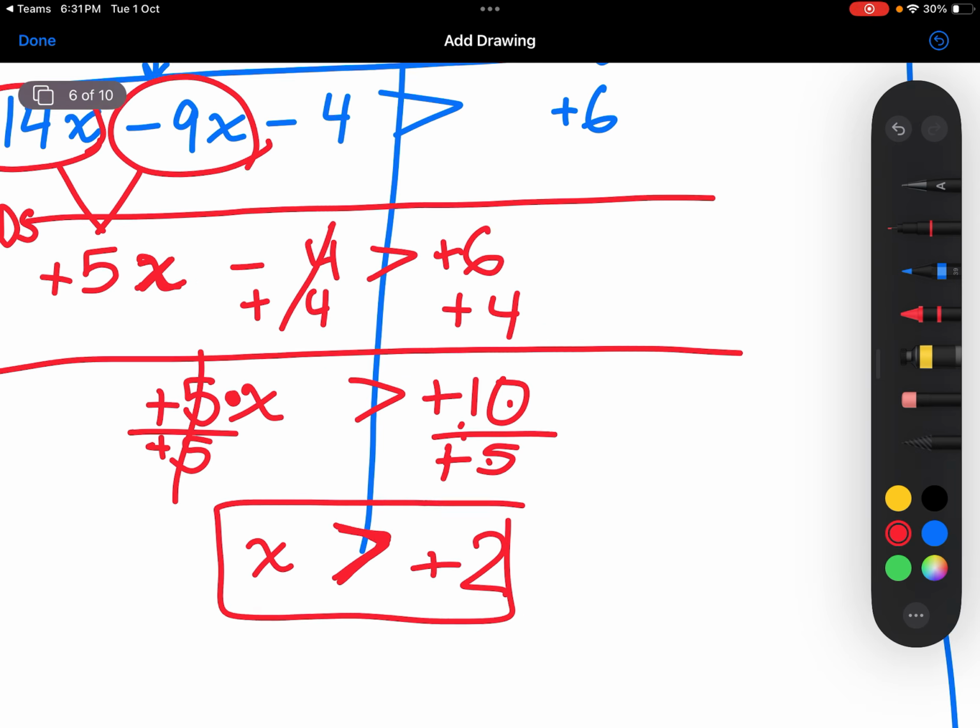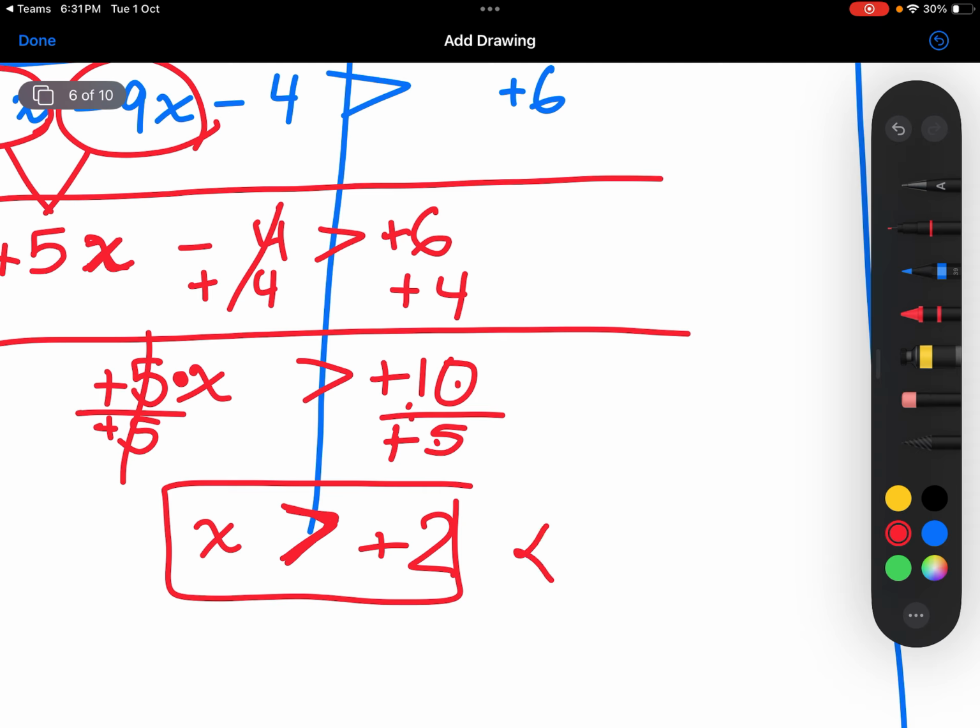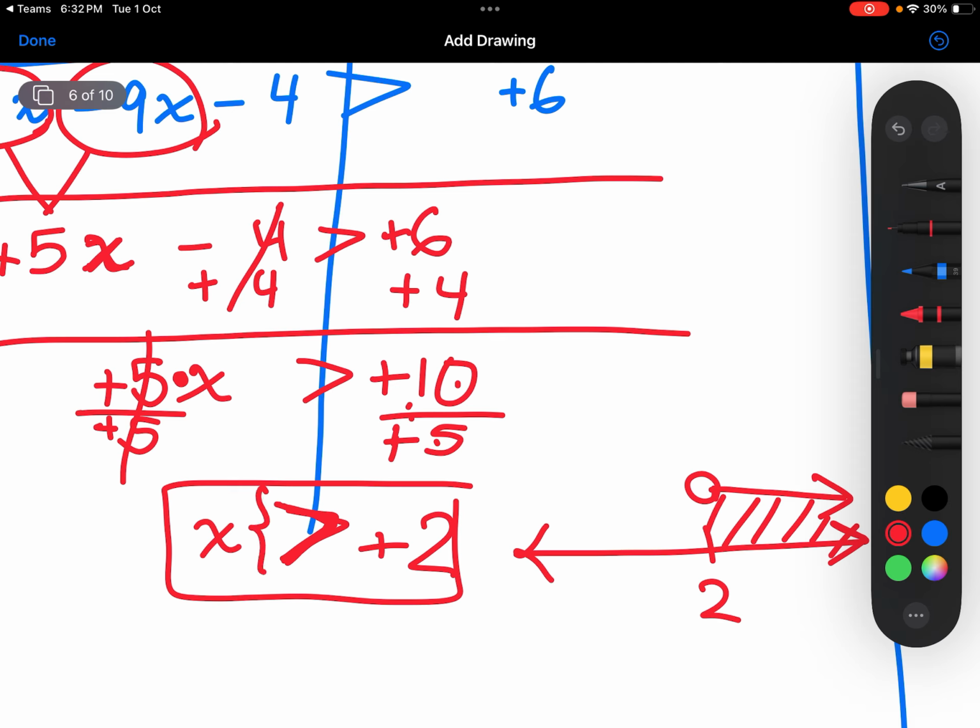Again, because I divided by a positive number, keep the same inequality sign. That's it. Can you see? So let's draw my inequality. Locate my number. Open or closed? Open, because there is no or equal to here. Since it's more than, then just go to the right and shade. It's open to the bigger side. If it was like this, then it's less than.